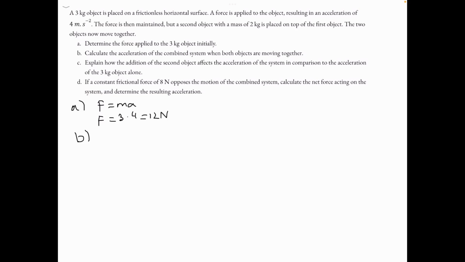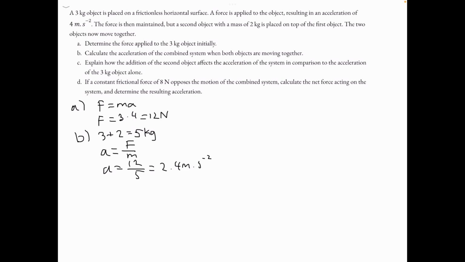Now, calculate the acceleration of the combined system when both objects are moving together. So if both objects are moving together, we must add their masses, which will be 3 plus 2, which is equal to 5 kilograms. Now, we can rearrange Newton's second law's formula for a, which would be a is equal to F over m, and we can plug in the force we found in part A, and we can plug in the mass, which would be a is equal to 12 over 5, which is 2.4 meters per second squared.